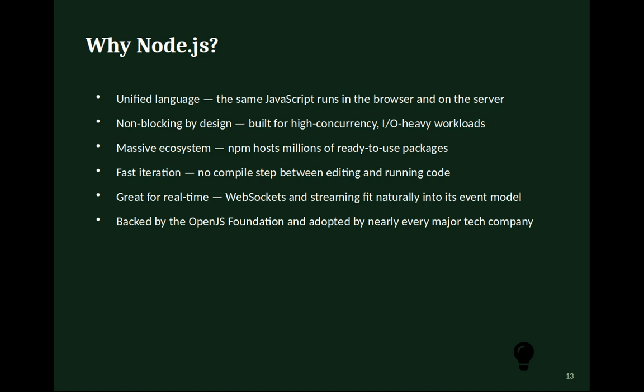Why Node.js? Unified language. The same JavaScript runs in the browser and on the server. Non-blocking by design. Built for high concurrency, input-output heavy workloads. Massive ecosystem. NPM hosts millions of ready-to-use packages. Fast iteration. No compile step between editing and running code. Great for real-time. WebSockets and streaming fit naturally into its event model. Backed by the OpenJS Foundation and adopted by nearly every major tech company.